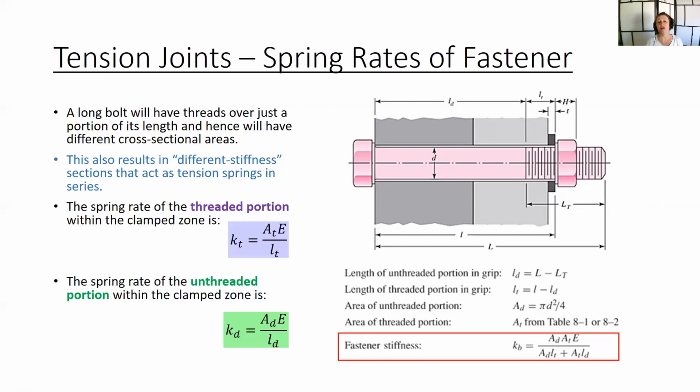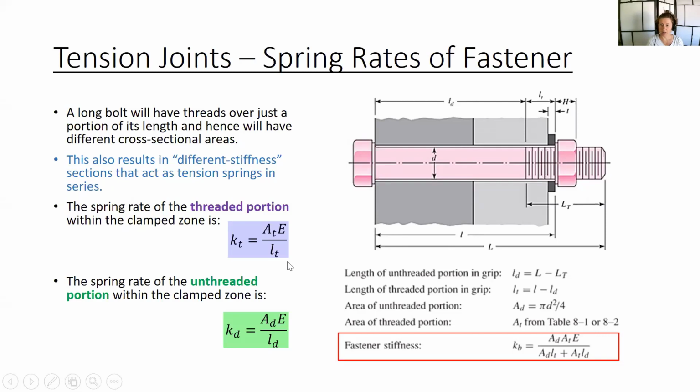So having part of the bolt that's threaded and part of the bolt that's unthreaded also results in different stiffness sections that act as tension springs in series. The purple box shows the spring rate of the threaded portion within the clamped zone. The clamped zone is shown with little l. I know it's hard to see, but you can look at your textbook.